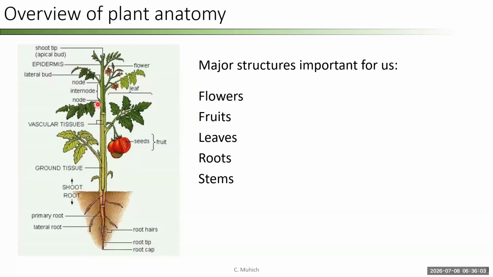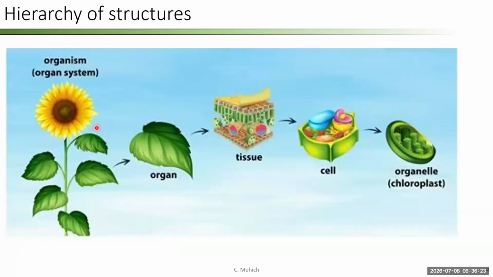These include nodes and shoot tips. So these nodes are places that new leaves or flowers can form, and the shoot tip is what's going to be responsible for driving additional growth of the overall plant.